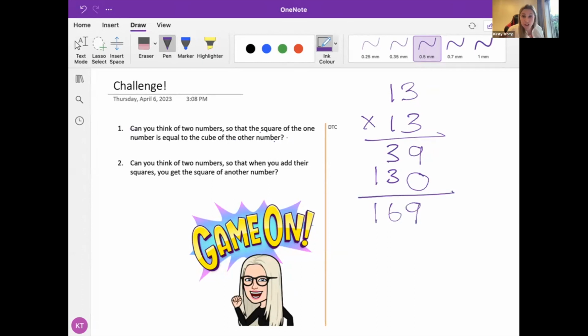But I know I'm not finished, because what do I need to do? I need to multiply that by another 13. So I put my line, starting with my 3. 3 times 9 is 27. So I put my 7 and I put my 2. 3 times 6 is 18, and 18 plus 2 gives me 20. Put my 0 and I put my 2. 3 times 1 is 3, and 3 plus 2 will give me 5. Are you with me still? Are you good?